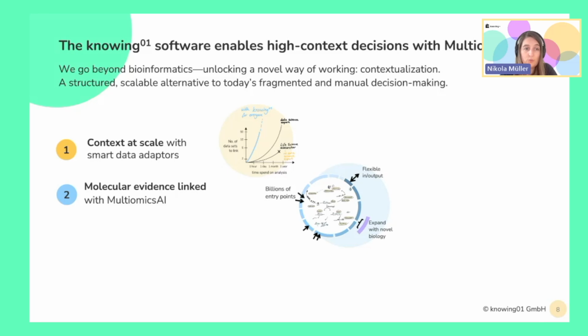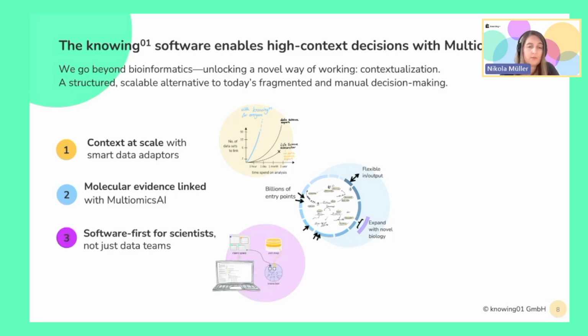Part two: we have MultiomicsAI, a knowledge graph technology in our software, where we can link evidence across the entire multiomics domain and also across model organisms and human beings, solving the homology in the same way. The third part is that we want a no-code solution, so that those people who really understand the biology can actually read the data. We're building software for scientists, not just for the data teams, so you can really assess and understand the data at hand.